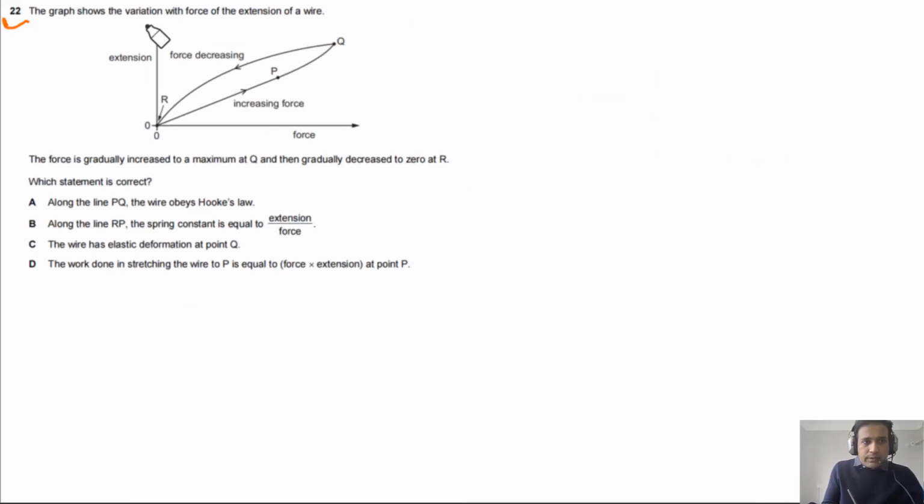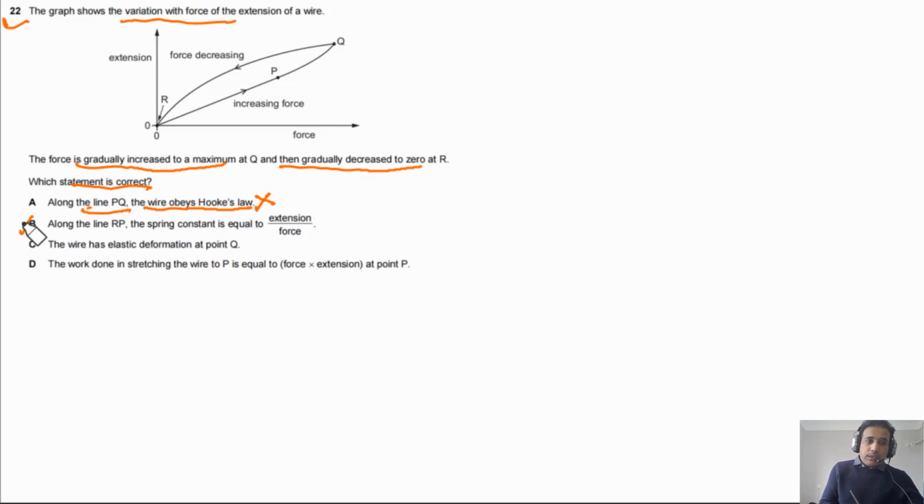Question 22 says the graph shows the variation with force of the extension of a wire. The force is gradually increased to a maximum at Q and then gradually decreased to 0 at R. Which statement is correct? If you look at the given options, it says along the line PQ, the wire obeys Hooke's law. Along line PQ, this line is not a straight line, so it does not obey Hooke's law. Along the line RP, the spring constant is equal to extension over force. This is wrong. It has to be force over extension. So this option is also incorrect.